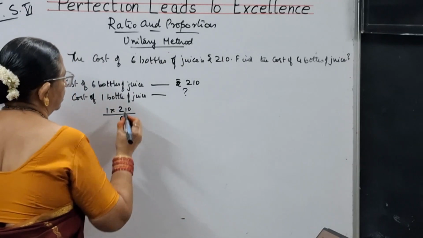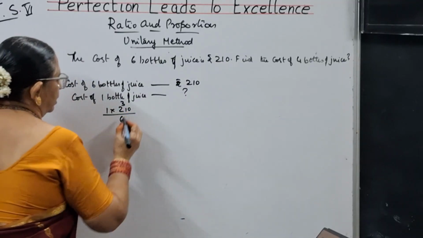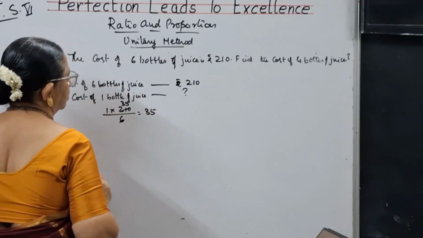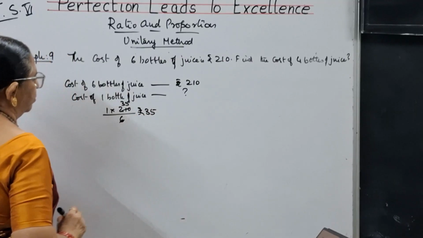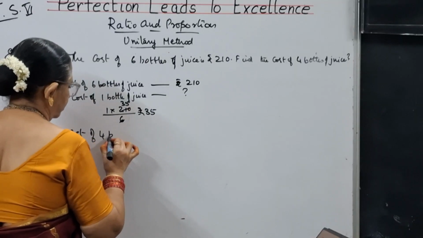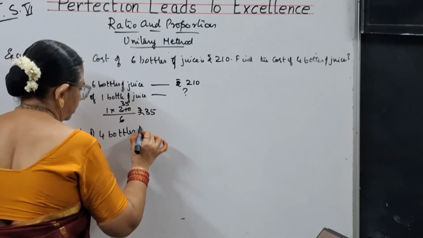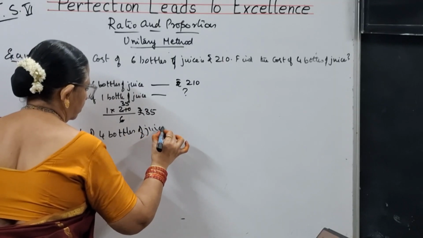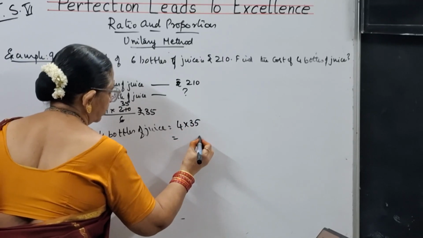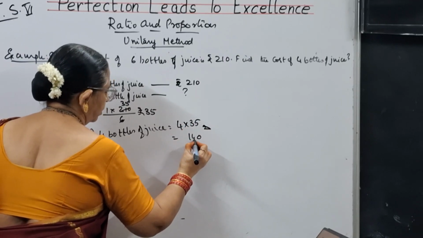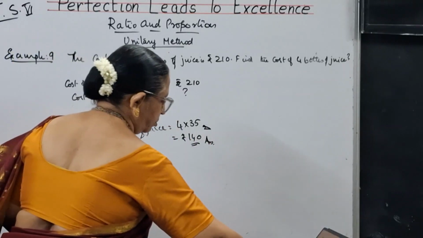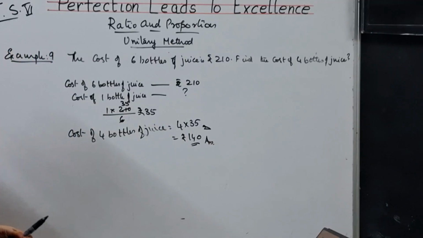So how will you get, children? 6 threes are 18, 6 fives are 30. This is 35. So the cost is rupees 35. Now we need to find out cost of 4 bottles of juice. 4 bottles of juice will be equal to 4 into 35. So how much? 4 fives are 20, 4 threes are 12, 12 plus 2 is 14. 140 rupees is the answer, children. Please note it down. This is example 9.